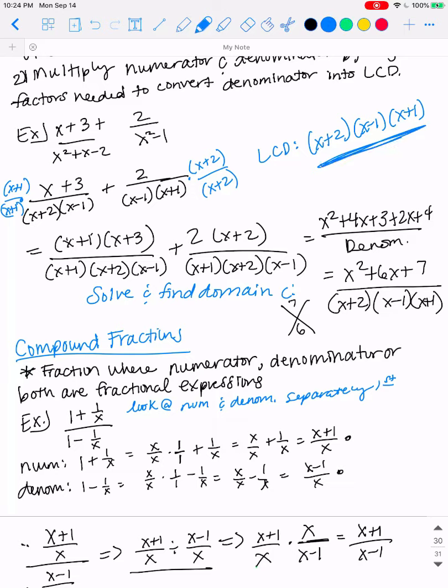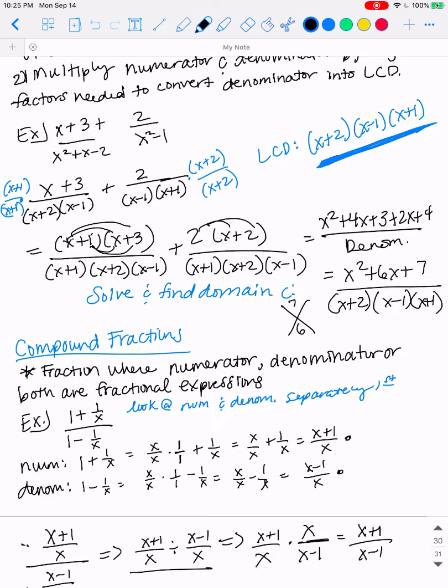And that is because our least common denominator needs all the terms that they're missing in order to be the same. And then we multiply those to the top. So we have x plus 1 times x plus 3 and then 2 times x plus 2. And then we add them like we would a fraction. So we have to distribute here and here. Go ahead and do that and then add them.